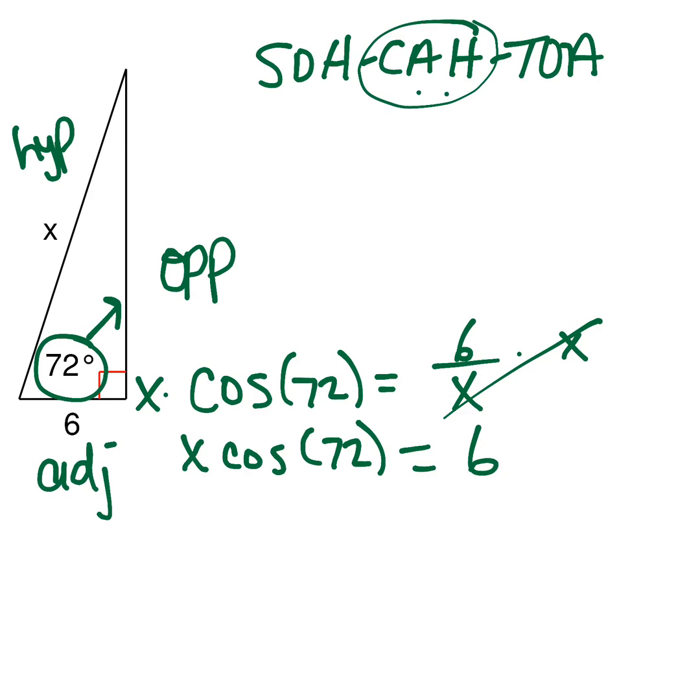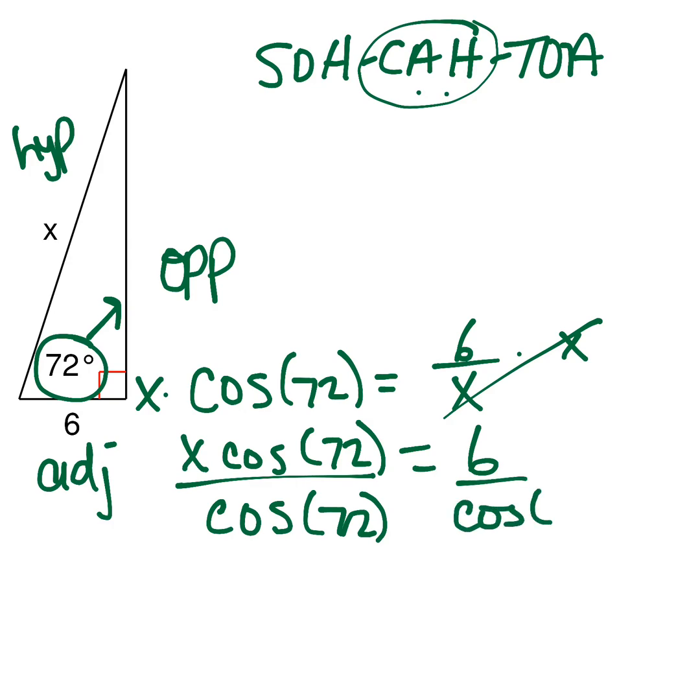Now remember that cosine of 72 is an actual value. It's like a number. So I want to divide by cosine of 72, not just 72, but I want to find the cosine of 72 and divide by it. And that leaves me with x is equal to, rounded to the nearest tenth, 19.4.